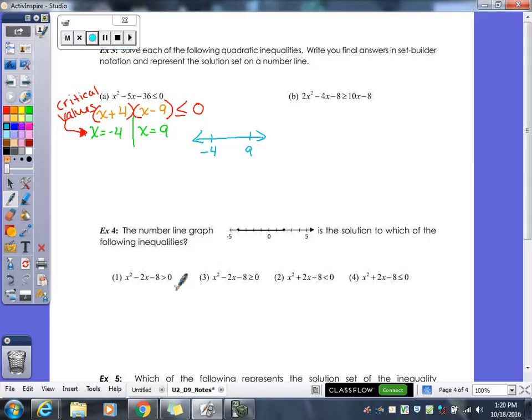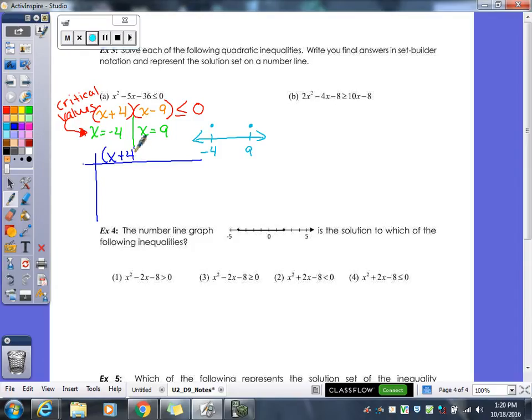And then because it's got the or equal to, I'm going to set up my two points. They're both going to be closed circles. So now what I have to do is figure out, am I going to shade in between the negative 4 and the 9, or am I going to shade going to the outsides from the negative 4 and 9? So what I do is I set up a little test table.